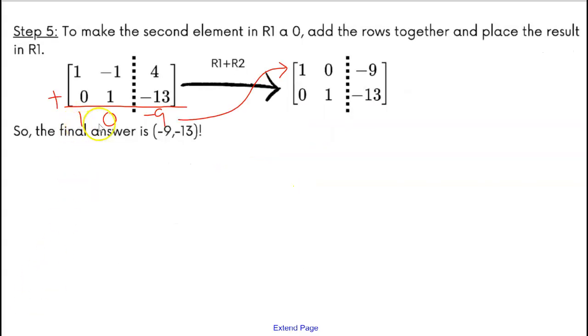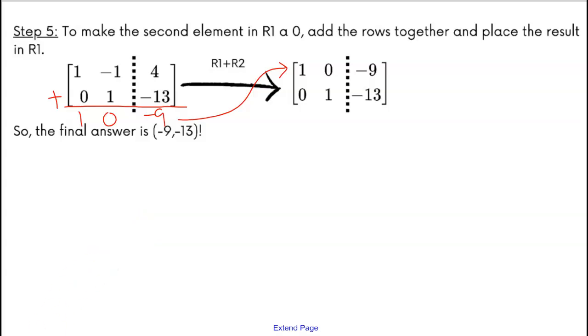So I'm adding 1 and 0. And we got 1 here, and then -1 and 1, that adds up to 0. So now we got that 0 in that second spot like we want. And we're going to do the 4 and the -13, add these constants as well. We got -9, so 1, 0, -9. So that's how we get 1, 0, 0, 1, and then -9 and -13. So you write the final answer is -9, comma, -13.